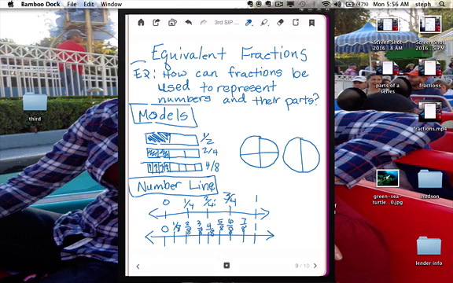So I put this EQ here, which means essential question: How can fractions be used to represent numbers and their parts? So we've already kind of learned this, so we're going to look at some models first.